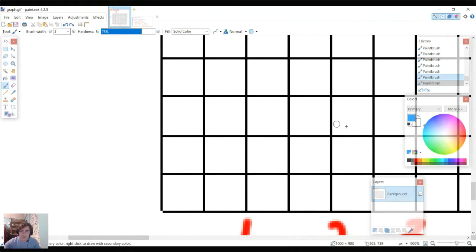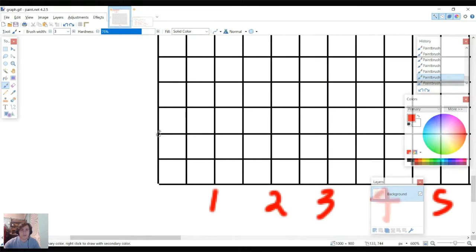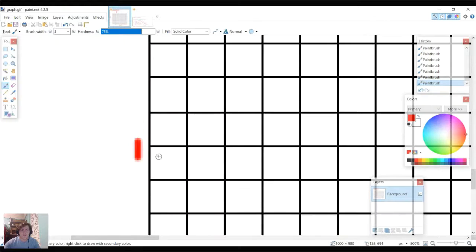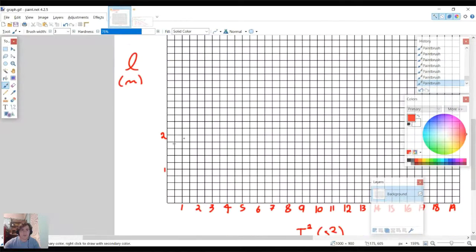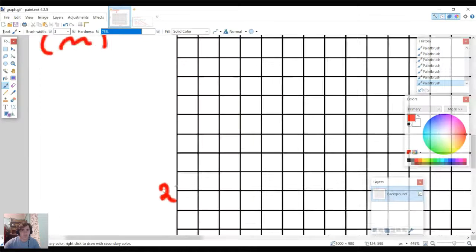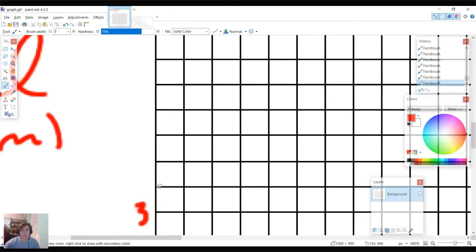Actually, no, we'll just count, because then the blue will show up on the graph and people get confused. 1, 2, 3, 4. 1, 2, 3, 4, 5. So that's 1. 1, 2, 3, 4, 5. That's 2. And we can already see that this isn't going to be all the way. 1, 2, 3, 4, 5. That's 3. 1, 2, 3, 4, 5. That's 4.